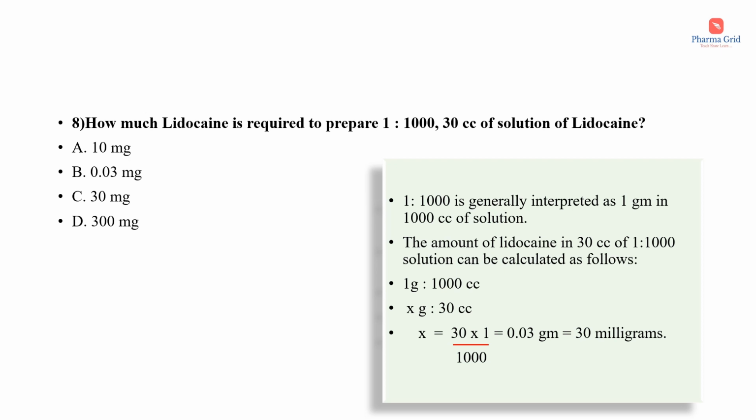Therefore X is equal to, by cross multiplying, 30 cc into 1 gram divided by 1000 cc. So that is equal to 0.03 gram. In the options they have given the values in milligram, so we need to convert this gram into milligram. 0.03 multiplied by 1000, we will get 30 milligram. Here the correct answer is option C, that is 30 milligram.